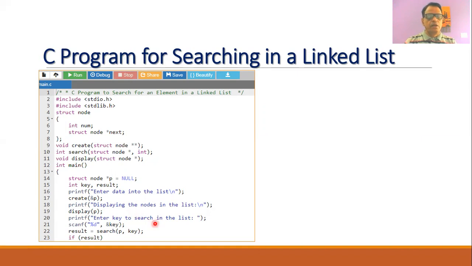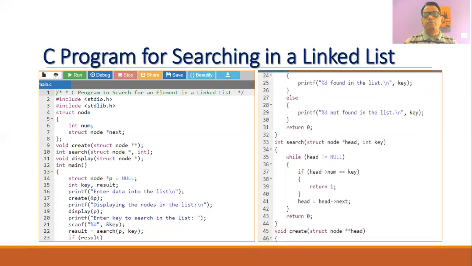And then we will ask the user to enter the key to search in the list. We will read this key and then we will call the function search. If this returns a true value, that is, if the result is true, then we will print the message that the element is found in the list. But if it returns a false value, then we will print the message that the element is not found in the list.